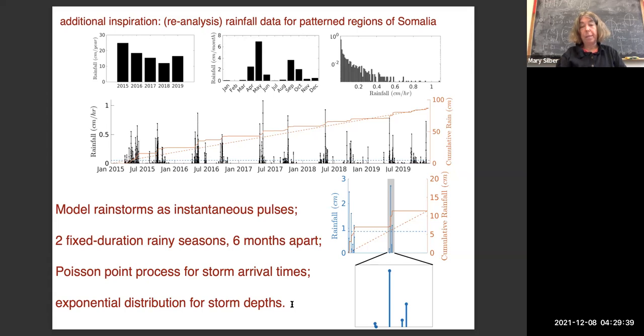So I like to think of it as kind of 2 parameters here. One is average storm depth, and the other one is how much rainfall comes per year, like how many storms do we expect in a given rainy season.